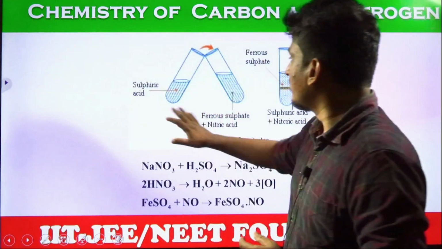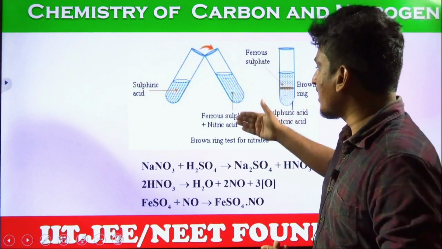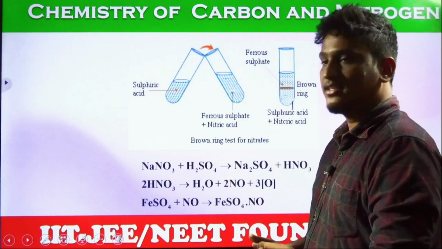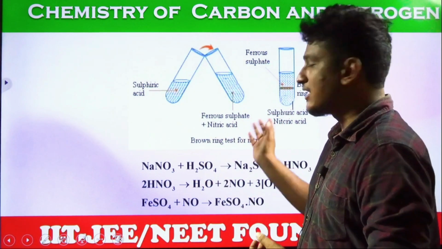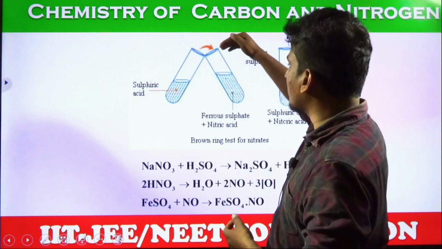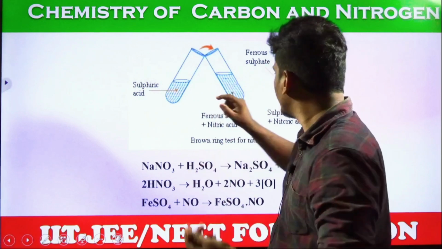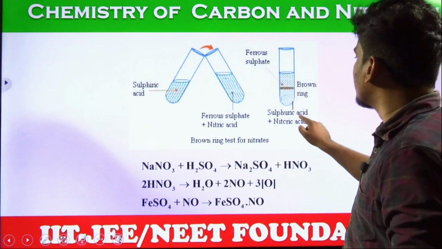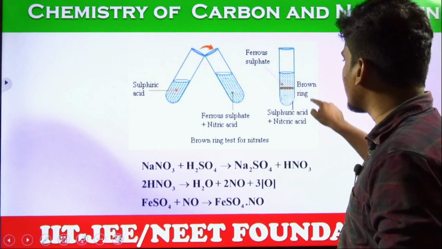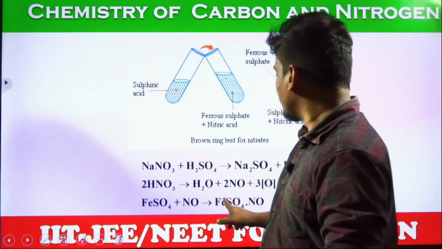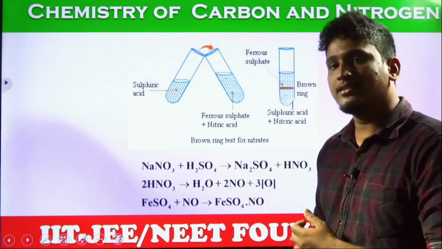So look at the test. We have sulfuric acid, and we have ferrous sulfate and nitric acid. Nitric acid HNO3, ferrous sulfate FeSO4. If you pass this sulfuric acid, sliding over, meaning slowly along the wall of the test tube, this brown ring is expected. So sulfuric acid plus nitric acid gives this brown ring. What is the reason for the brown ring? This nitroso-ferrous sulfate.